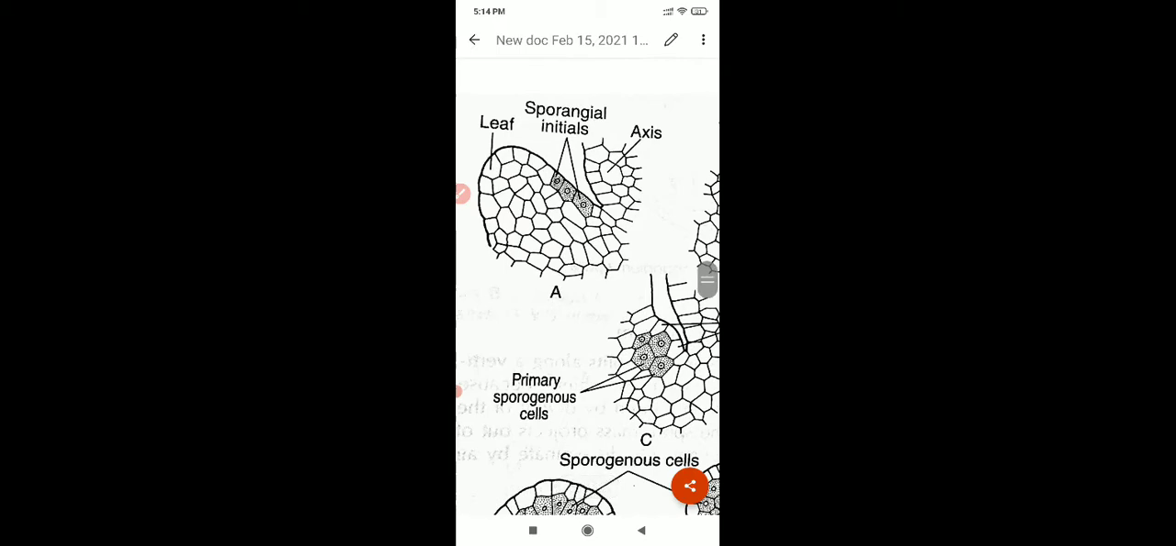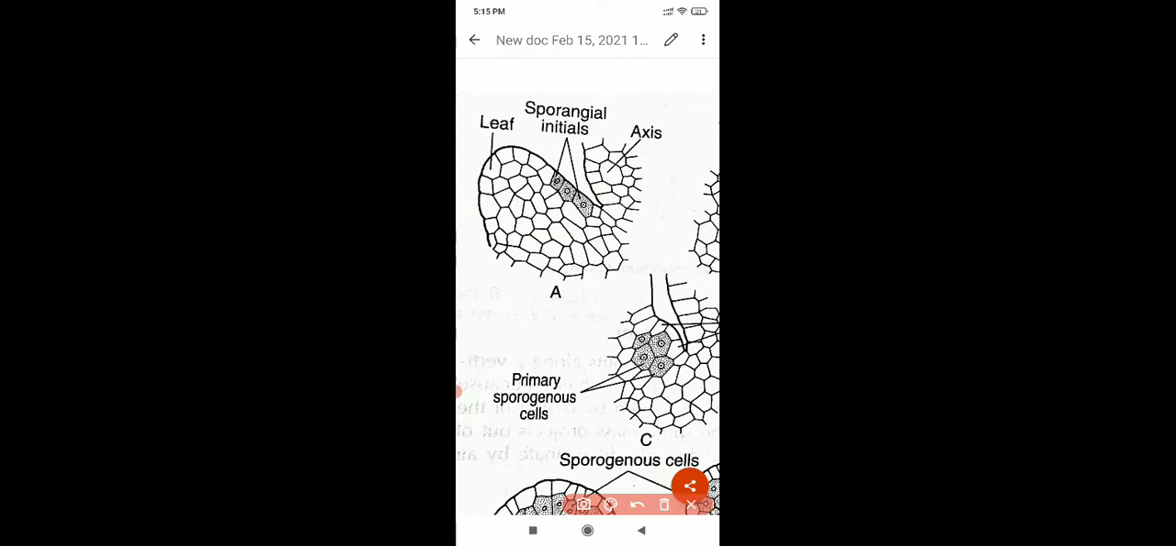Okay, so we started with an ordinary leaf. No, this is a leaf, ordinary leaf. No, because it's a microsporophyll. It's a sporophyll, it's a leaf. This is the axis, means it is the stem. No, this is the stem and this is the leaf. Okay, so we are starting with the leaf.